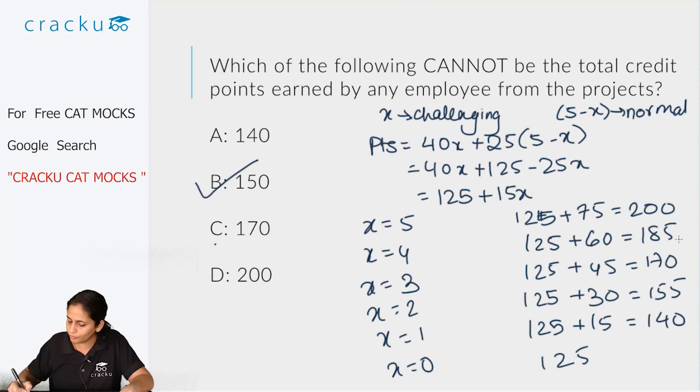So as we saw from here, 185 points happens when x is equal to 4. And x is equal to 4 means that he worked on 4 challenging projects. So essentially he has to work on 4 challenging projects, and if he works on 4 challenging projects and 1 normal project, he must go from one challenging project to another 4 times. So let's see how somebody can transfer like that.